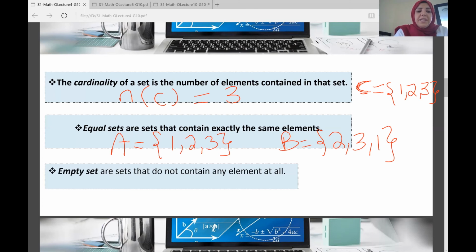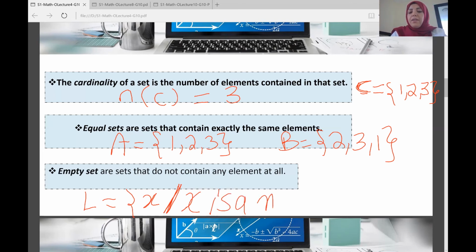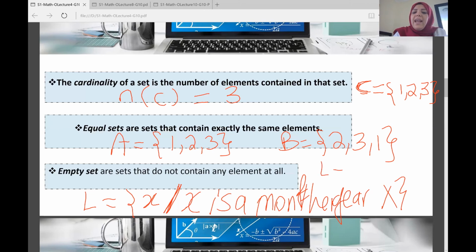Suppose I'm asking you, for example, we have a set L, and set L contains an element X such that, this slash means "such that", X is, let us say, a month of the year that starts with X. Could I have a month that starts with X? We don't have one. So this set doesn't contain any element. So we say that L equals phi. Phi means empty, nothing, null. So empty sets are phi sets that contain nothing.